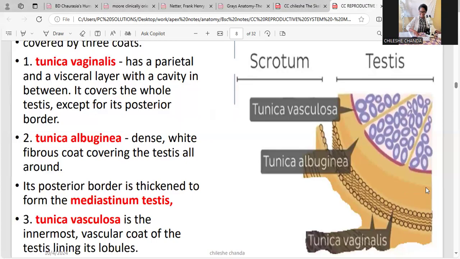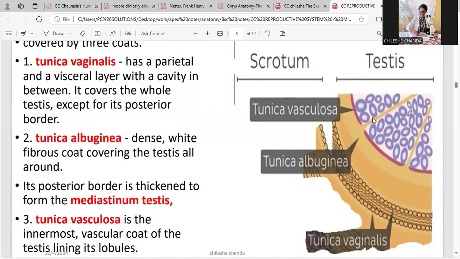This is composed of dense connective tissue, and it covers the testis all around, except at one point in the posterior part of the testis where tubules have to leave the testis and go into the epididymis, and that place is known as the mediastinum testis.